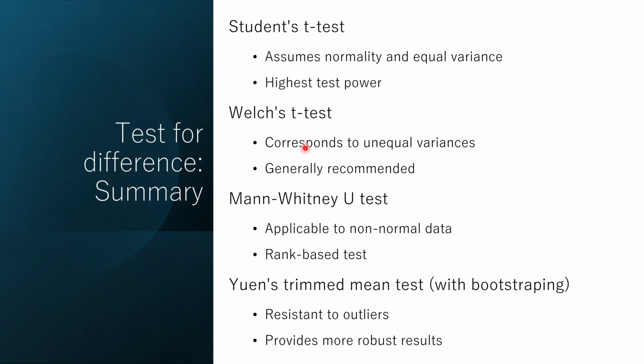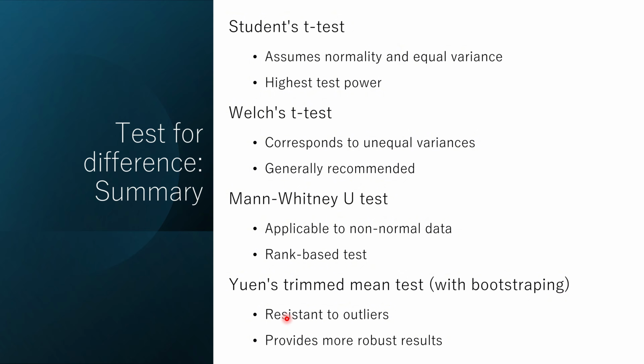Next is Welch's t-test. It assumes normality but allows for unequal variances. It is generally recommended. And if the sample size is small and there are outliers, you can consider the Mann-Whitney U test. It does not assume normality, and it is based on rank. You should use this if the dataset is not normal, but some information like the sample mean would be lost.